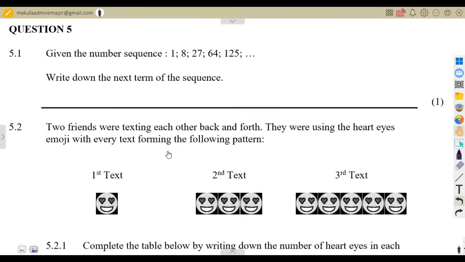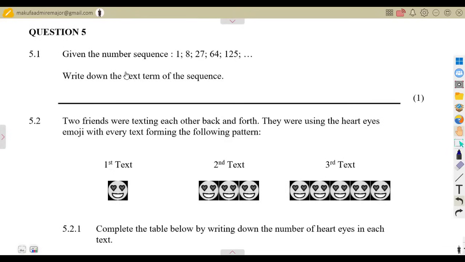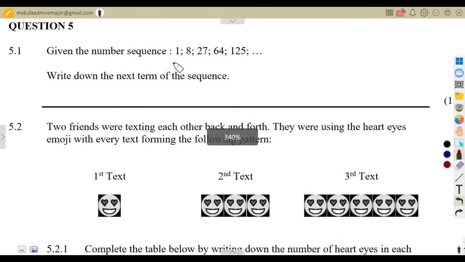Okay, let's see another part, which is on question number 5. On question number 5, we are given the sequence. The number sequence that we have here is 1, 8, 27, 64, and so on. Write down the next term in the sequence. So this type of sequence, we could have even figured out what is happening here. These are perfect cubes. 1 to the exponent of 3 is a 1. 2 to the exponent of 3 is an 8. 1, 8, 27, 64.